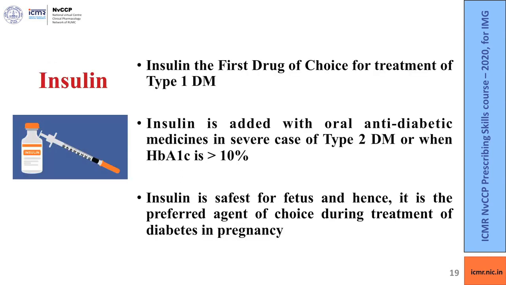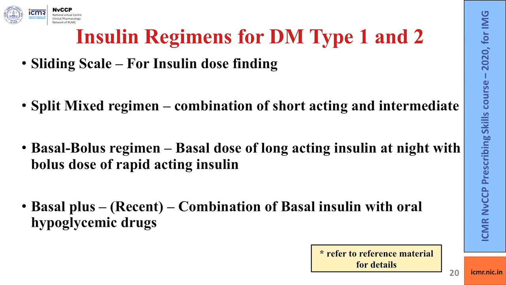Apart from oral antidiabetic drugs, insulin is also used in treatment of diabetes mellitus. Insulin is the first drug of choice for treatment of type 1 diabetes mellitus. It is also used in severe cases of type 2 diabetes mellitus or when HbA1c is more than 10%. In that case, insulin is added with oral antidiabetic medicines. During pregnancy, insulin is safest for the fetus and hence it is the preferred agent of choice during treatment of diabetes in pregnancy. Various types of insulin regimens are used for treatment of diabetes mellitus type 1 and 2. These include the sliding scale for insulin dose finding, the split mix regimen, the basal bolus regimen and the basal plus regimens, the details of which are provided in the reference material.